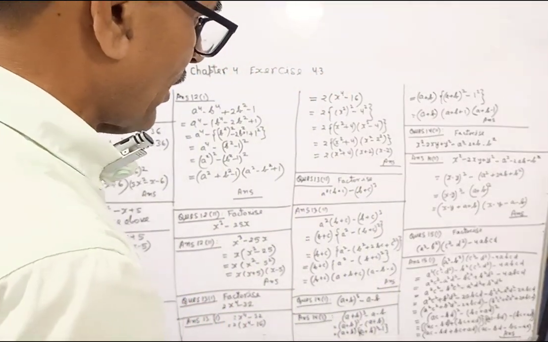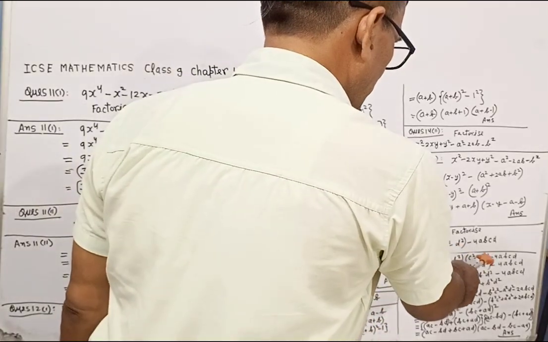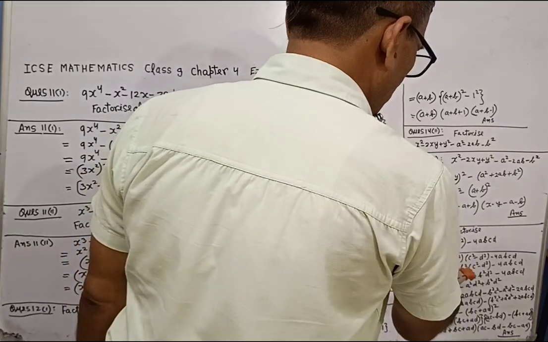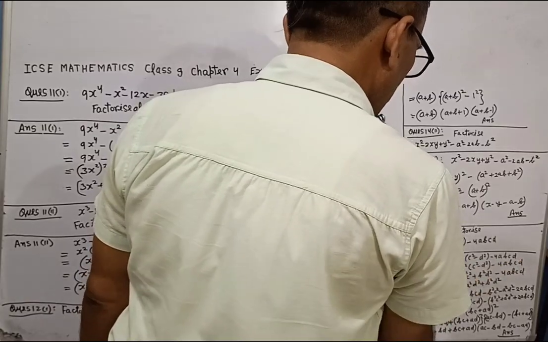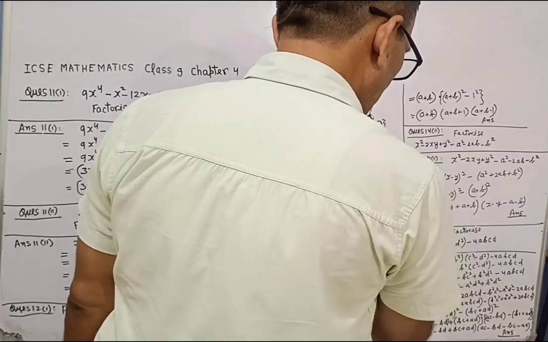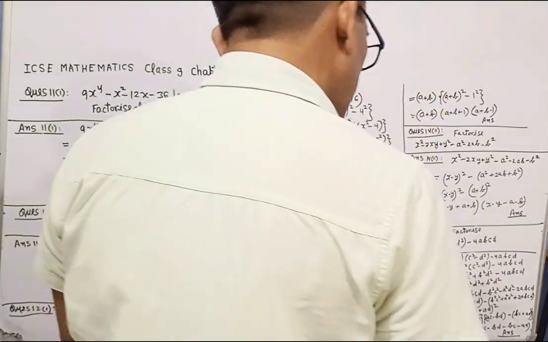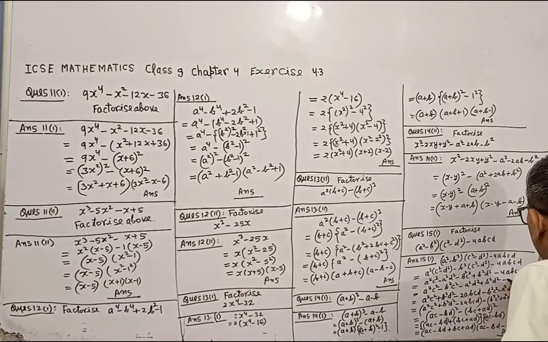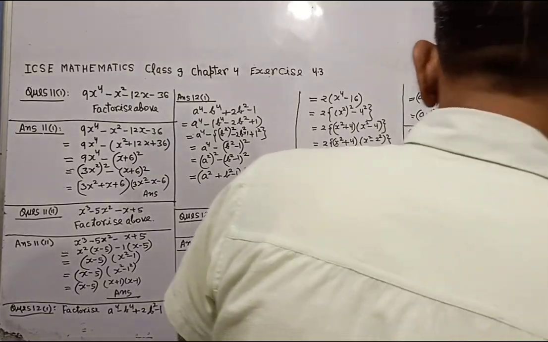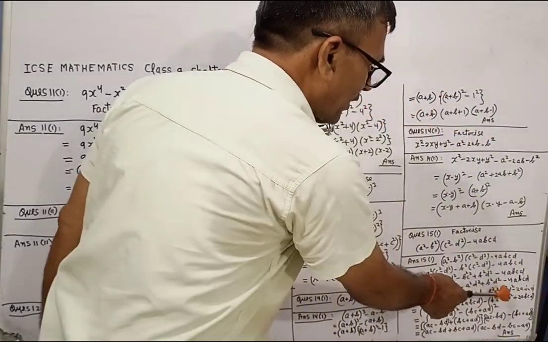Question 15 first: factorize (a^2 − b^2)(c^2 − d^2) − 4abcd. Answer: (a^2 − b^2)(c^2 − d^2) − 4abcd = a^2(c^2 − d^2) − b^2(c^2 − d^2) − 4abcd = a^2c^2 − a^2d^2 − b^2c^2 + b^2d^2 − 4abcd. Rearranging by grouping: a^2c^2 + b^2d^2 − 2abcd − b^2c^2 − a^2d^2 − 2abcd.